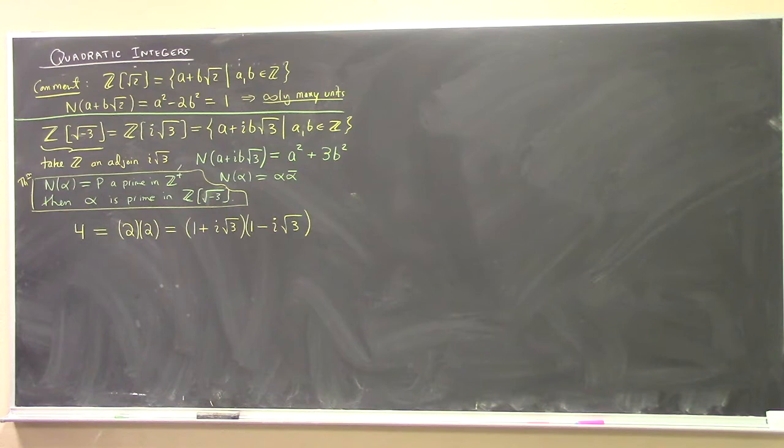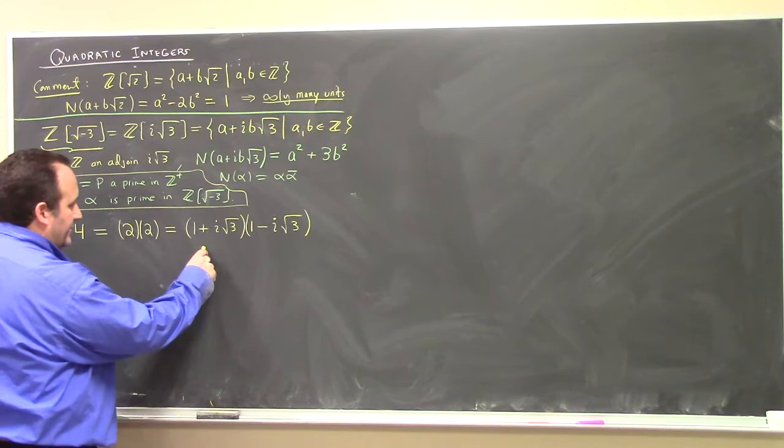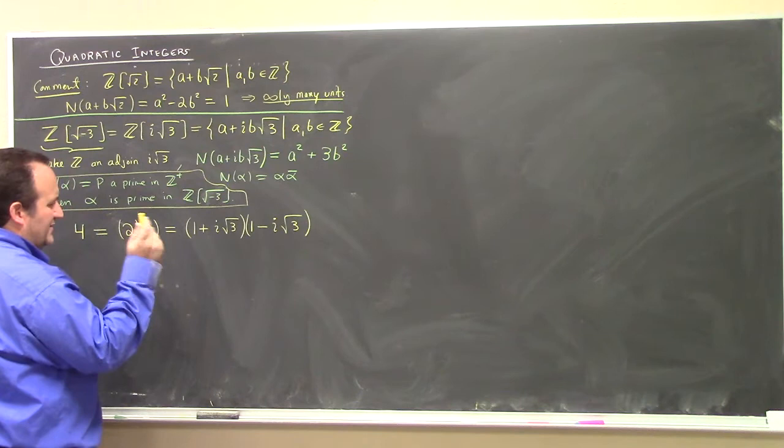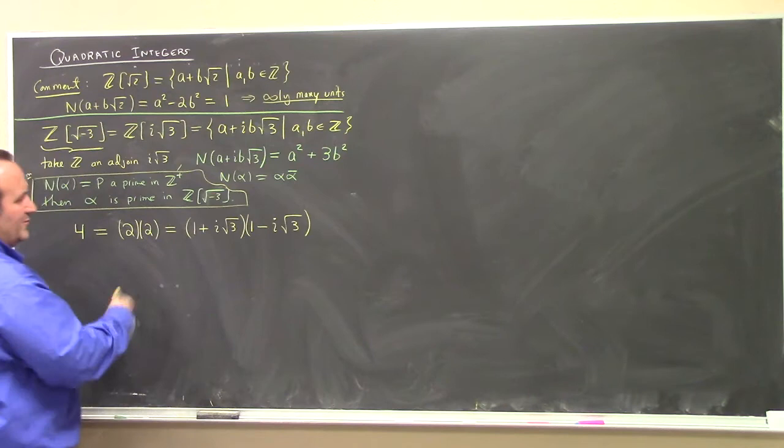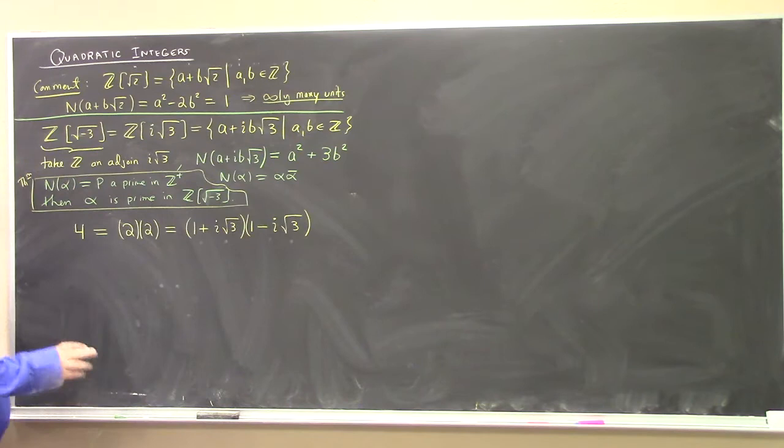Oh, my bad, thank you. Very good. I was getting sucked into thinking b was 3. You're right, b is 1. A equals 1, b equals 1, so the norm is 4. So this has norm 4. That has norm 4. Okay, well, fine.